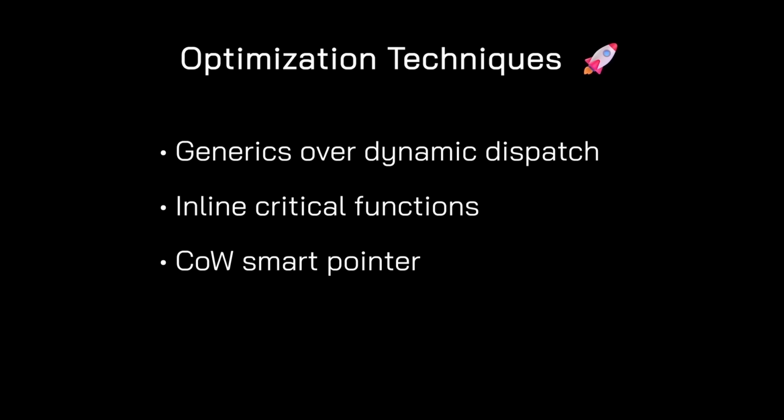Now, beyond avoiding inefficient algorithms and unnecessary work, there are various techniques we can use to speed up our applications. Favoring generics over dynamic dispatch, inlining critical functions, using the copy on write smart pointer to efficiently handle data that may either be borrowed or owned, and more. But one of my go-tos is using Rayon and DashMap to parallelize work.